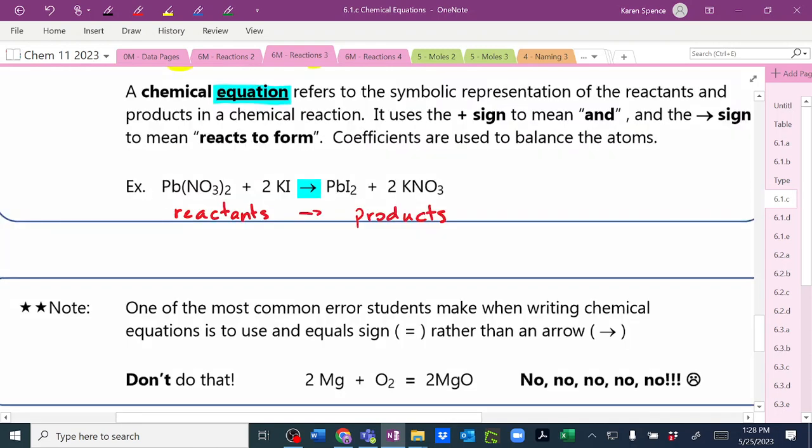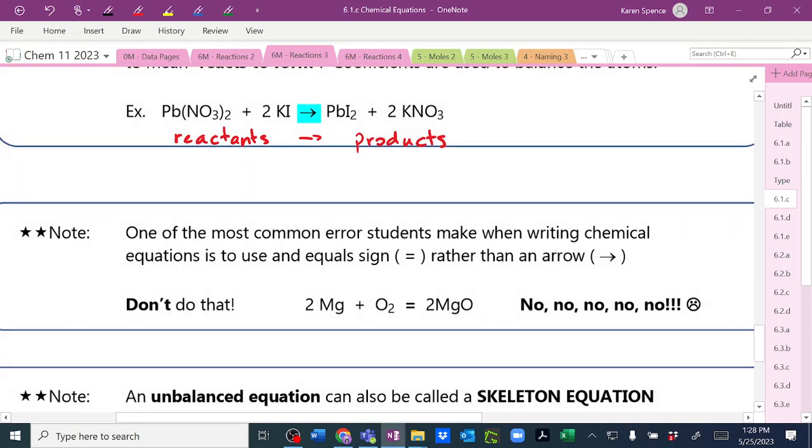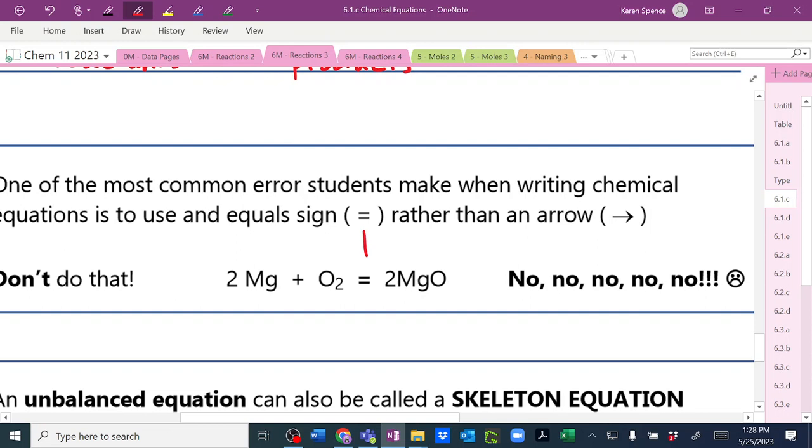One of the most common mistakes that students make is to use an equal sign. This is a very common error. No, no, no. Sad face. Okay, do not do that.